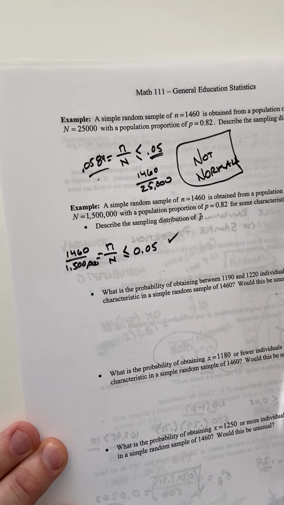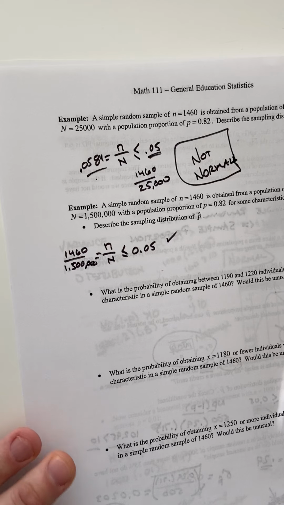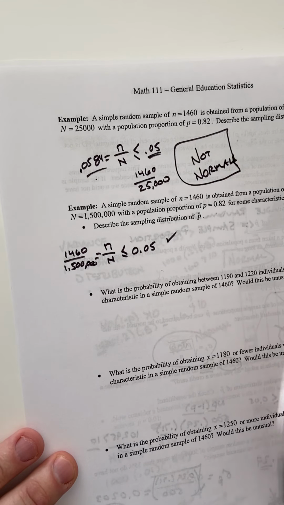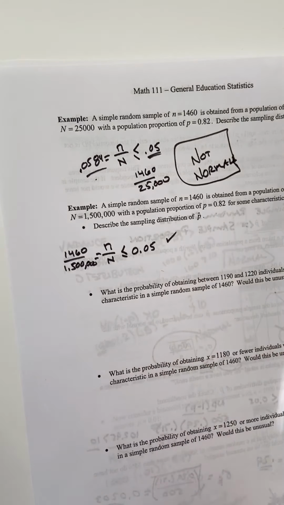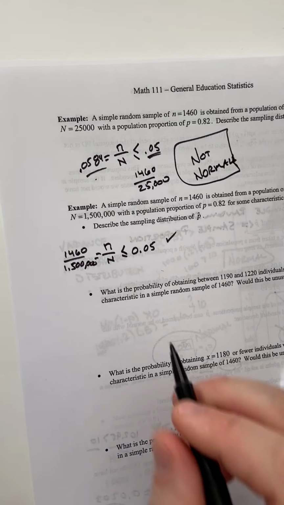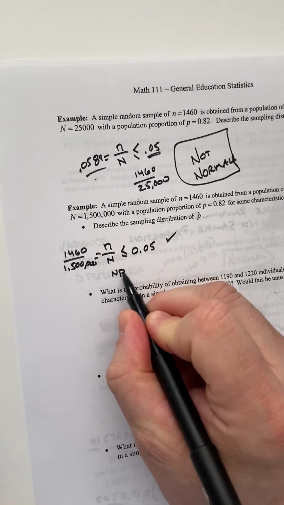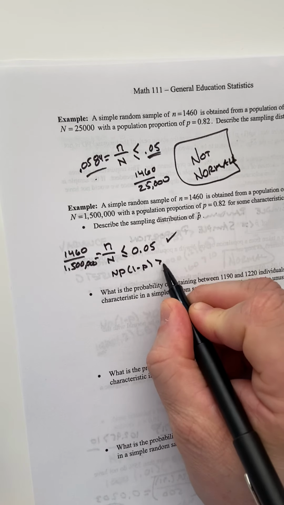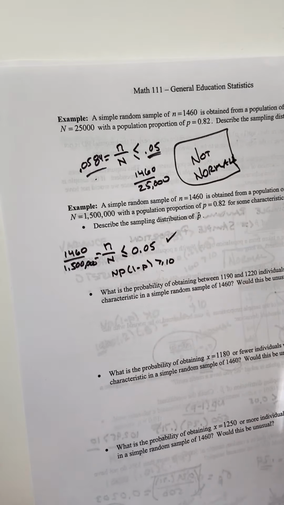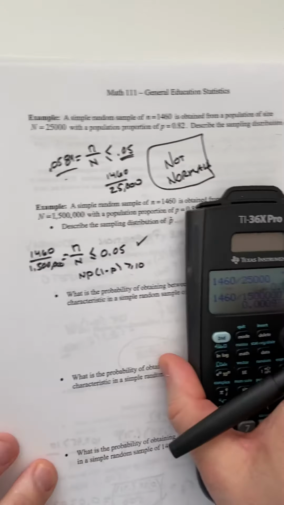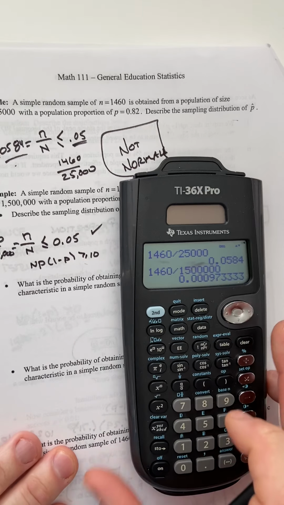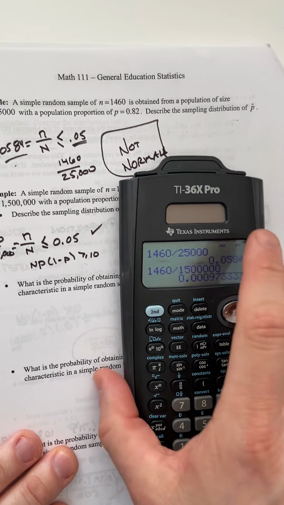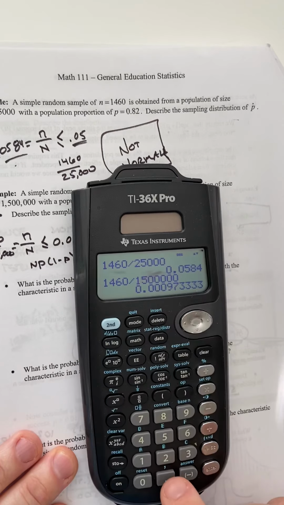Now let's check that second criteria. That second criteria that must be met is that this n p, times 1 minus p, has to be greater than or equal to 10. If it's greater than or equal to 10, and it already passed that first criteria, we're going to describe this sampling as being normal. So 0.82.